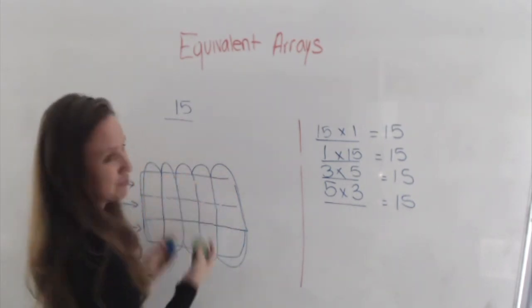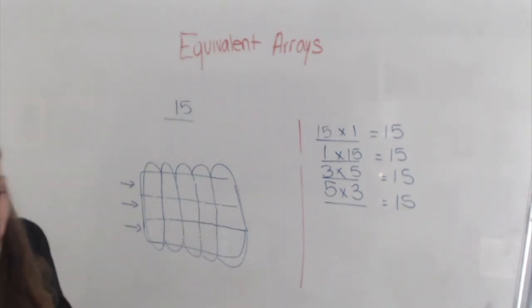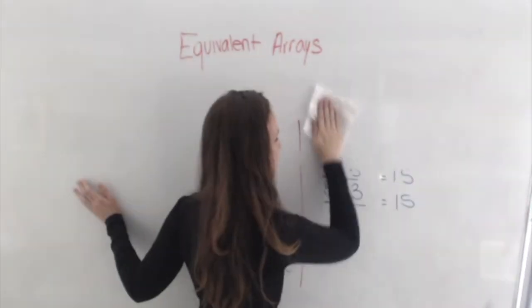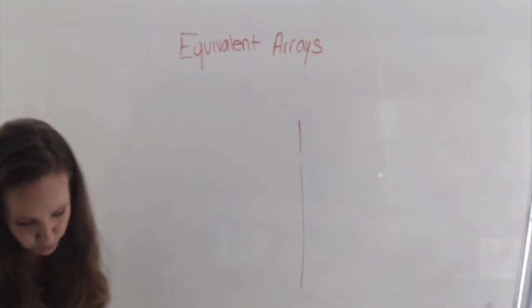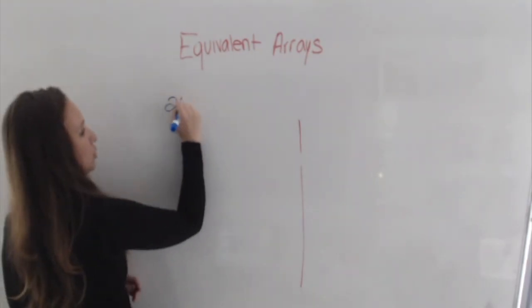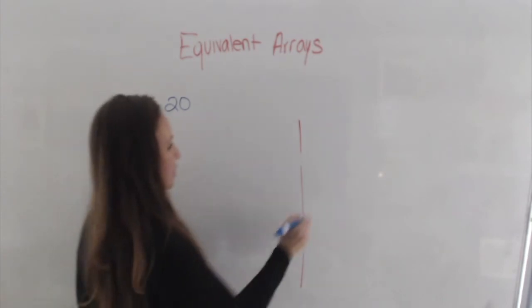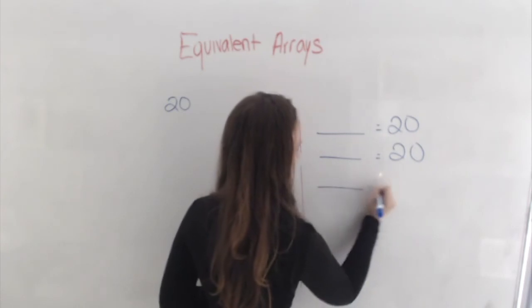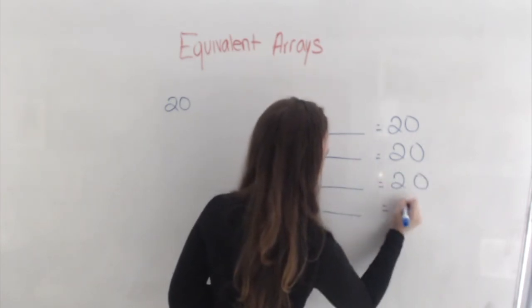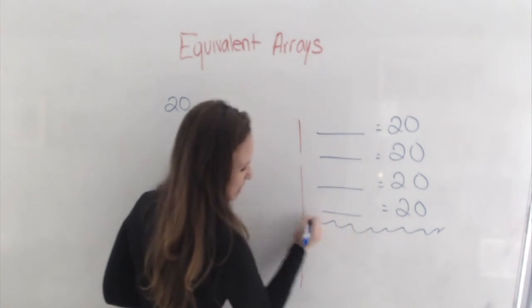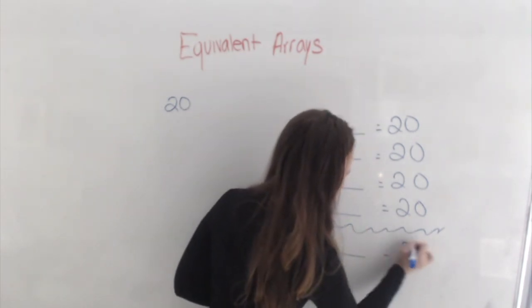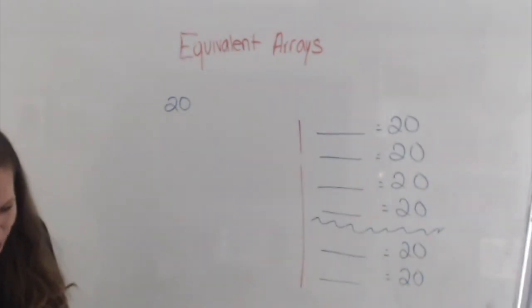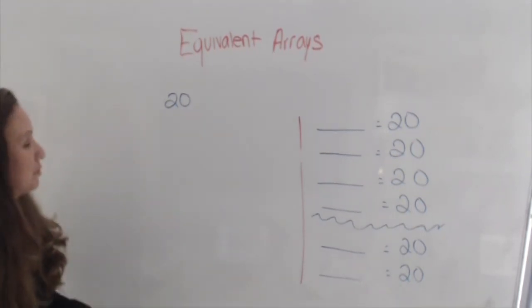Okay, the next number is even larger. And you know what? I only asked you for 4 answers, but there's actually a lot more than 4. The next number is 20. So if you're looking at your sheet with me, let's do 20 dots. I'm going to do the extra credit ones on the bottom, 5 and 6. If you can get all 6, I'd be super proud of you. So let's start. 20 dots.